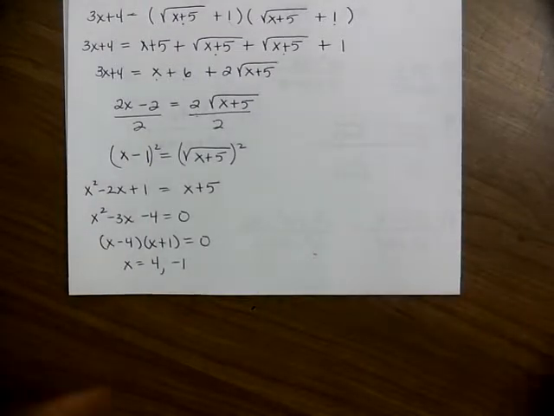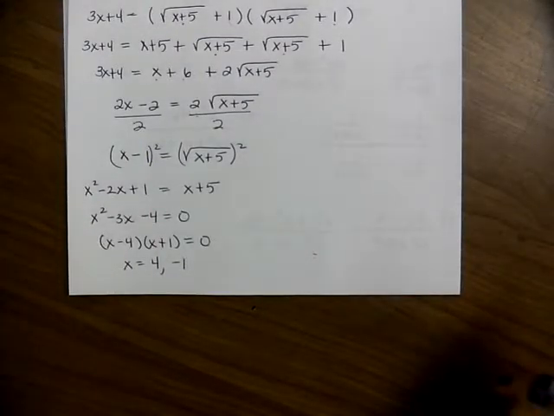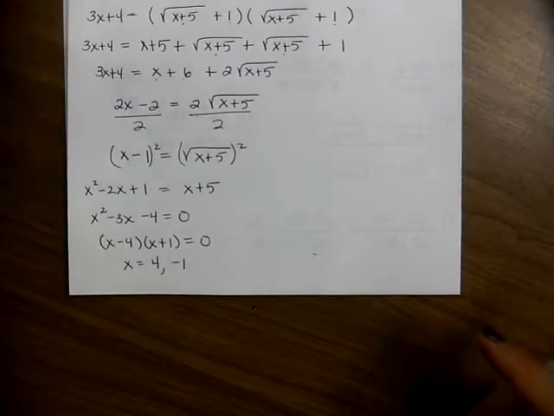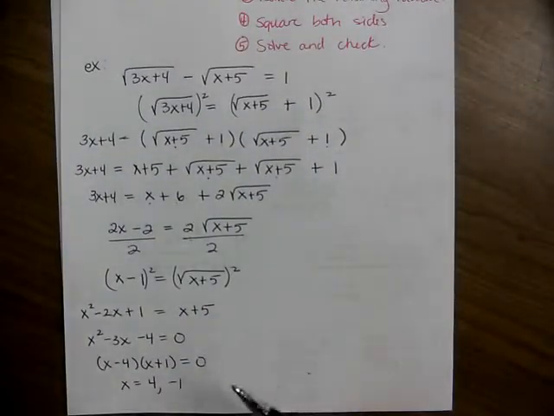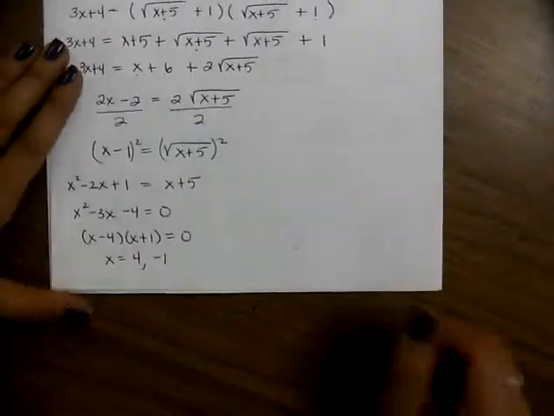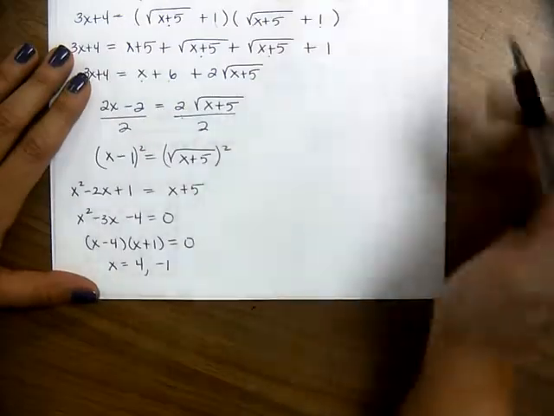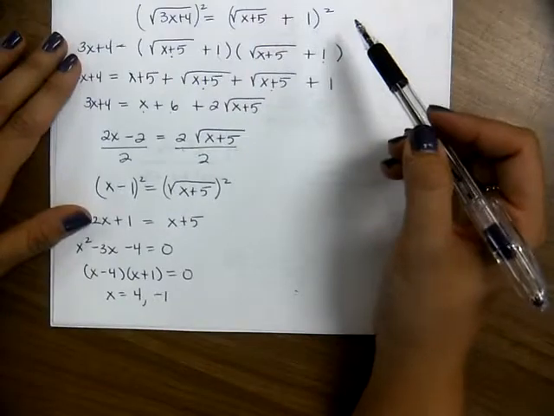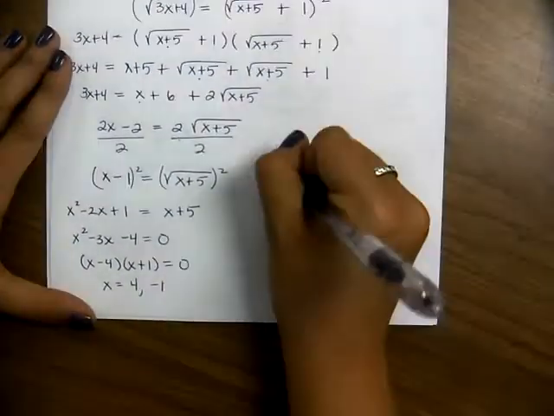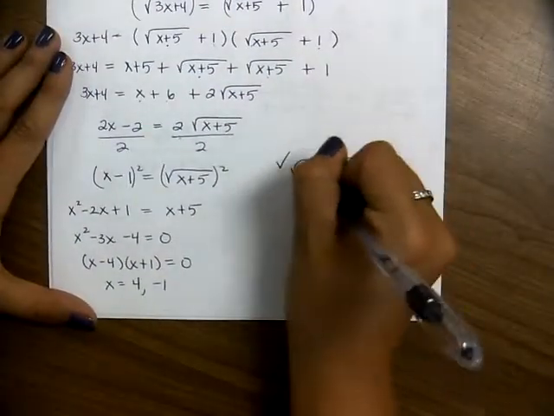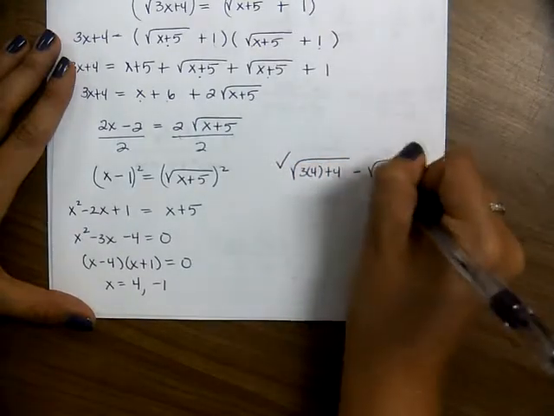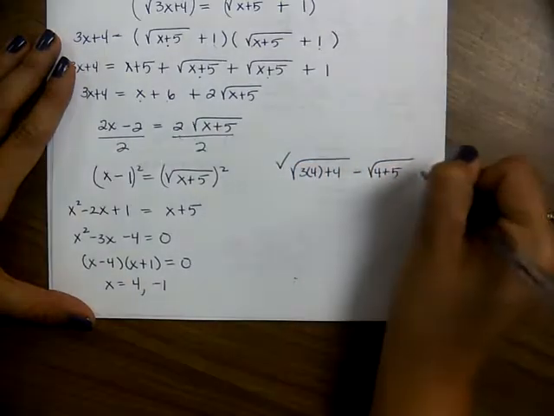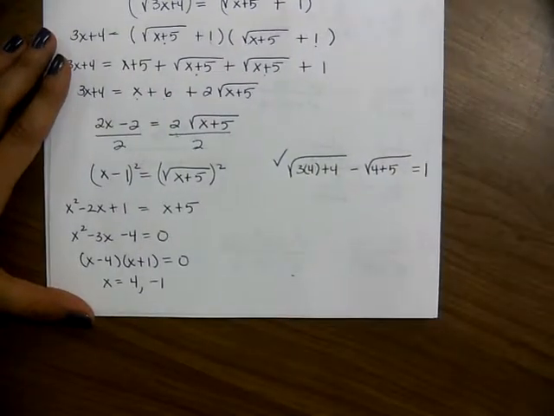Okay, so now I have to check these. Remember, when you check, you have to go all the way back to the beginning because in this middle, you could have made a mistake, right? So we want to go all the way back to the original problem. We want to check our solutions. I don't really care if you just do it in your head, okay? It's your choice, but we have the square root of 3 times 4 plus 4 minus the square root of 4 plus 5 equals 1, maybe.